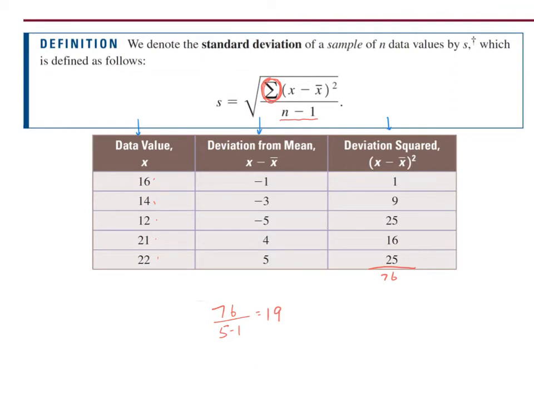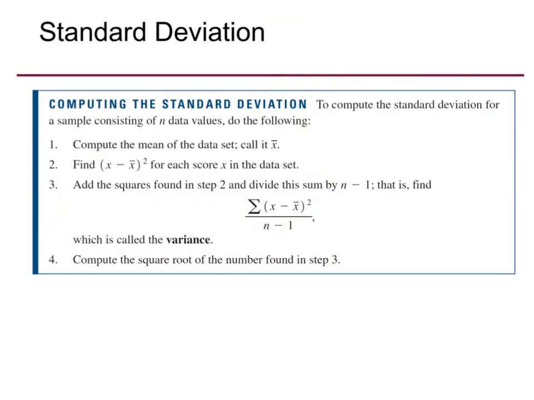And then the last step, the standard deviation, is the square root of 19, which is approximately equal to, check that in your calculator, 4.36. So the standard deviation of this set is 4.36, and that's a measure of how spread out the data points are. This slide, I'm not going to hang on here too long, but this point really details out the steps that we follow in computing the standard deviation.